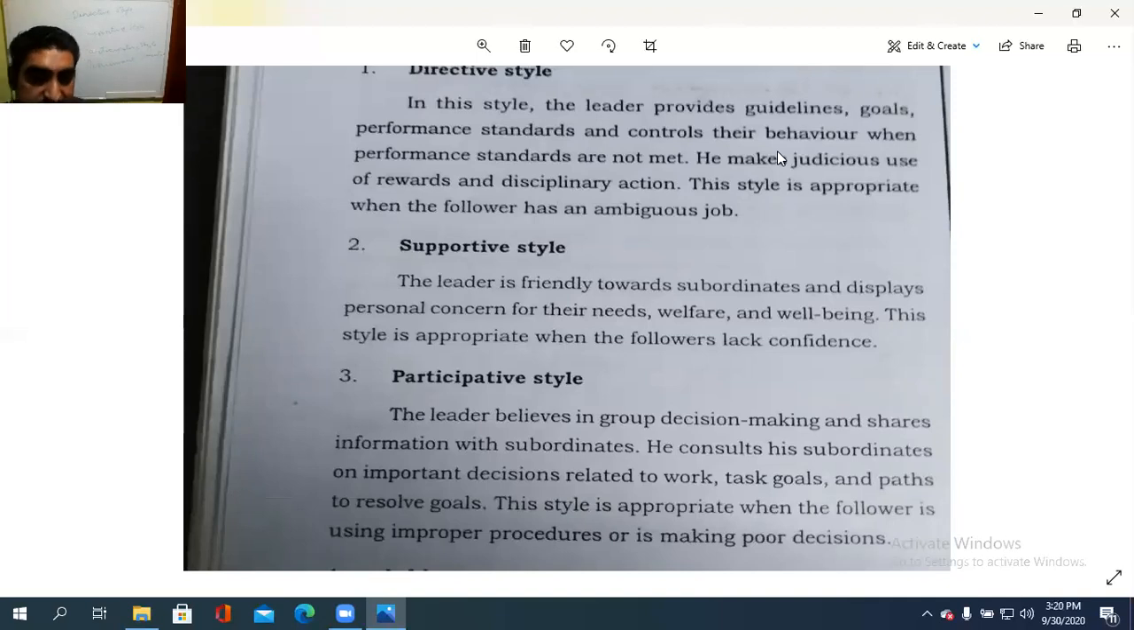participative style. The leader believes in group decision making and shares the information with the subordinates. Leader believes in group decision making.